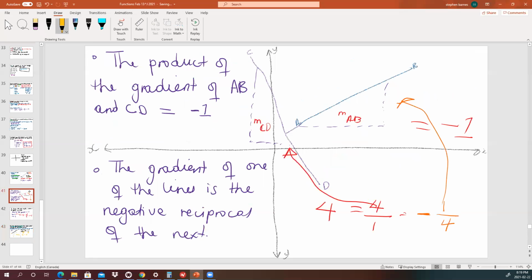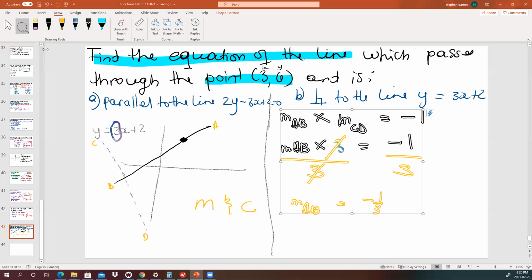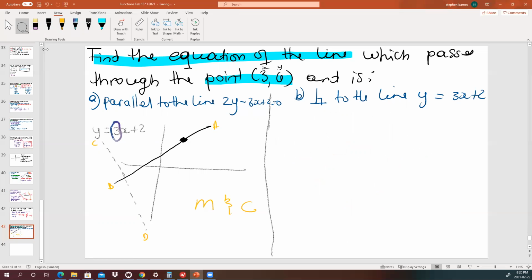Now, the other way that I'm going to show you, which is the easier way, is that the gradient of one of the lines is the negative reciprocal of the other. And I truly don't like saying one way is easier than another, because it really depends on each individual, which is why I like working it both ways, and then a person can decide for themselves what they prefer.